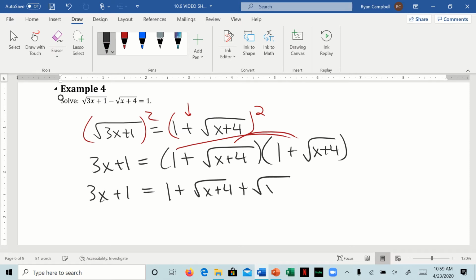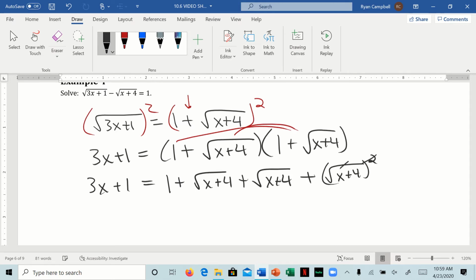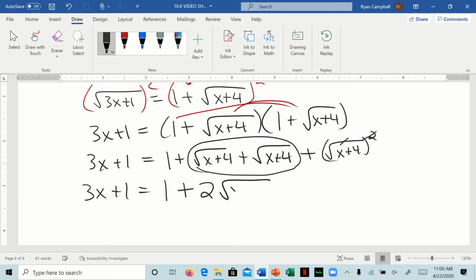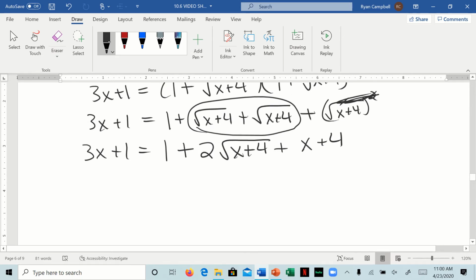So that's plus the square root of x plus 4 plus, now if you're multiplying the square root of x plus 4 by itself, that's being squared, right? So that's the square root of x plus 4 squared, which means those are just going to cancel. So if we simplify things, we see it's 1 plus, we have 2 radicals, so 2 square root of x plus 4 plus, and since these two cancel, we just get x plus 4. So we still have a radical, right? So we have to go back to step 1 and isolate this variable again.